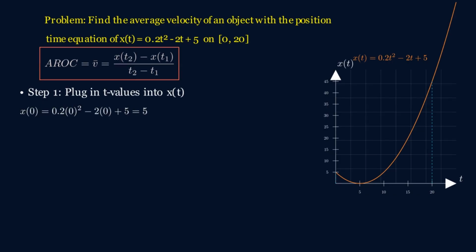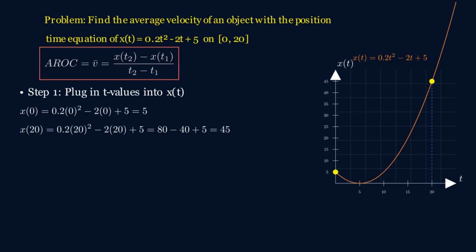For t equals 0, x of 0 is 0.2 times 0 squared minus 2 times 0 plus 5. That's just 5 meters. For t equals 20, x of 20 is 0.2 times 20 squared minus 2 times 20 plus 5. That gives us 45 meters.